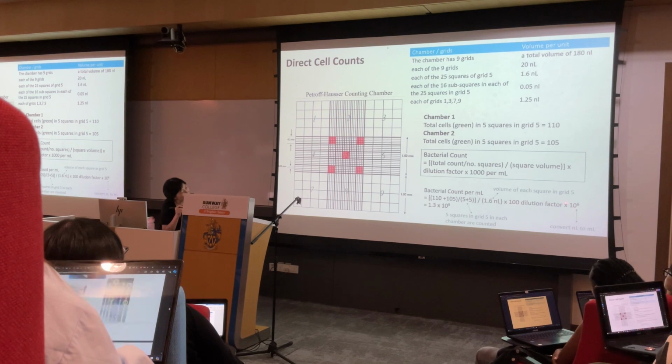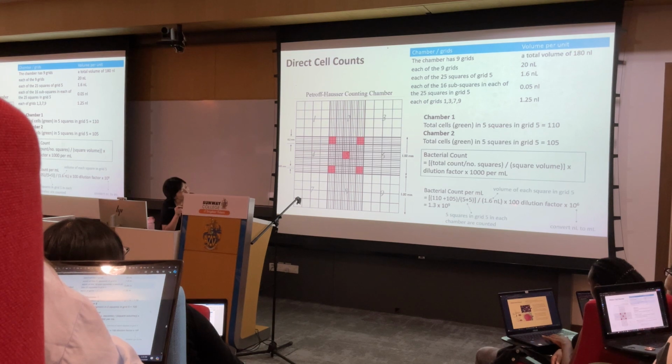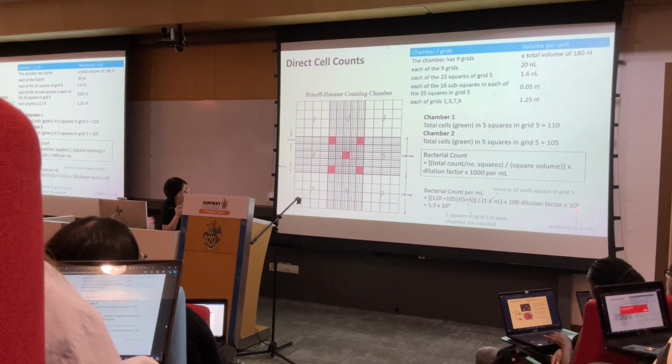Then you will also apply the dilution factor, because you also do a serial dilution, which is not mentioned here, before you add it into the counting chamber. So let's say you already diluted 100-fold, you need to multiply by 100. And then this one is the conversion from per nanoliter into per milliliter, so it is times 10 to the 6. At the end, 1.3 times 10 to the 6 per mil.